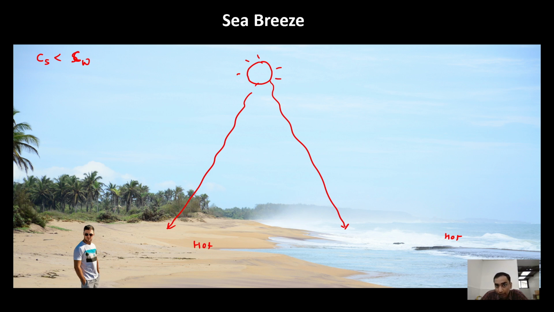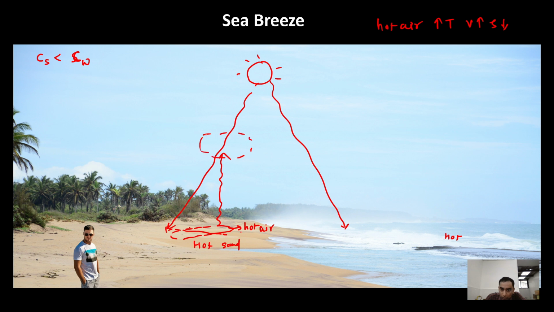And when it comes to cooling down, the sand also becomes cold faster than the water. So those substances which have low specific heat capacity become hot and cold fast. That means the air just above the hot sand also becomes hot. So now this is hot air. Hot air has a larger temperature T, so volume expands, density decreases. So this hot air rises up. The hot air goes up.